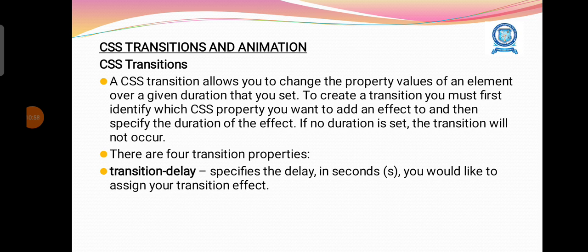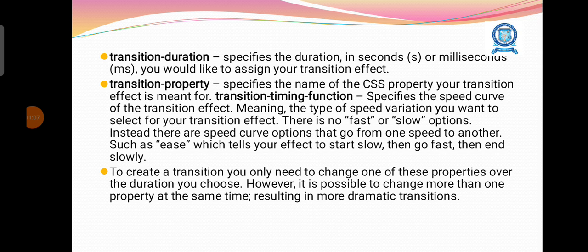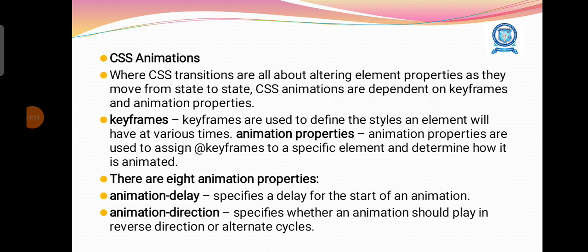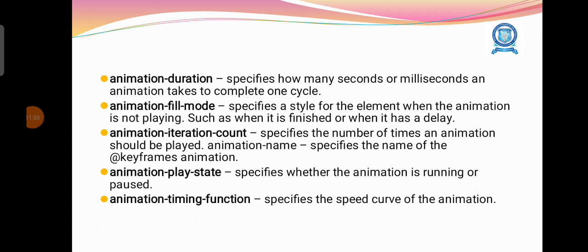Transition allows you to change the property values of an element over a given duration that you set. There are other associated properties: we can mention the transition delay, duration, etc. Then animations, where CSS transitions are all about altering the element properties as they move from state to state. CSS animations are dependent on keyframes and animation properties. Keyframes are used to define the styles an element will have at various times. There are 8 animation properties, like animation delay, direction, duration, fill mode, iteration count, play state, timing function, etc. So all those properties are available.